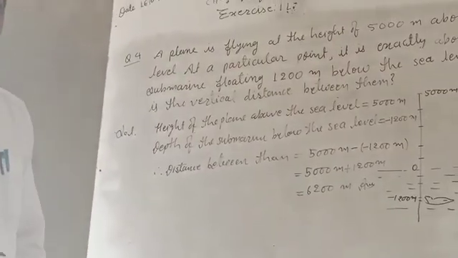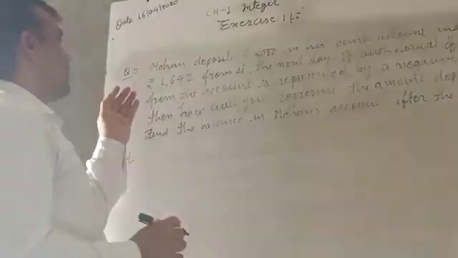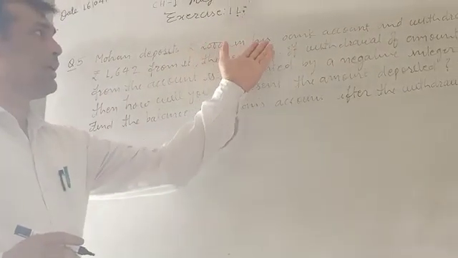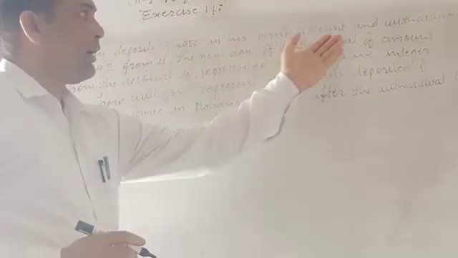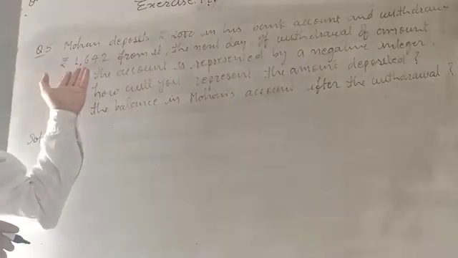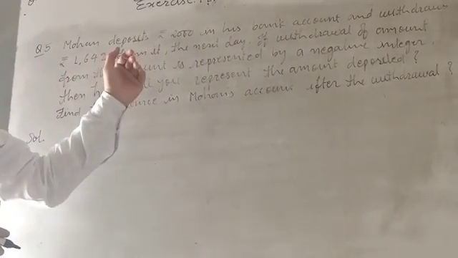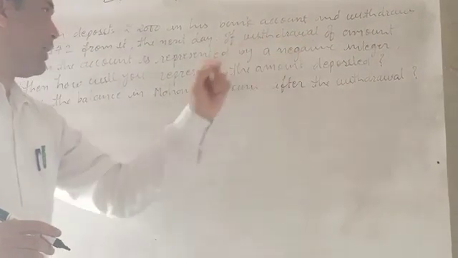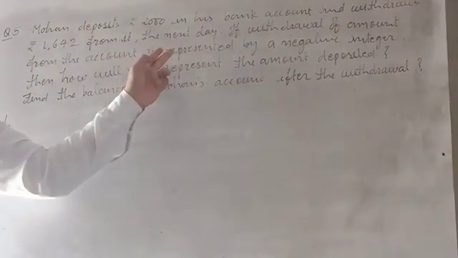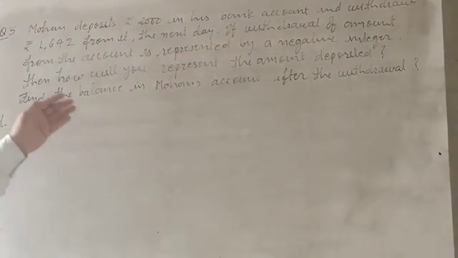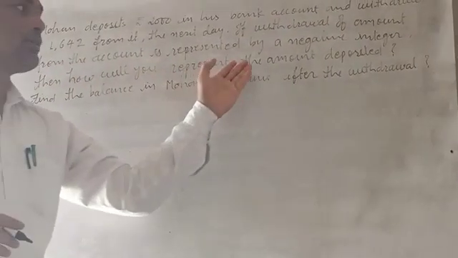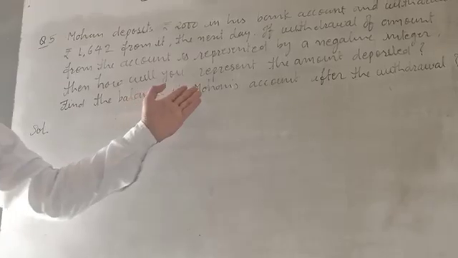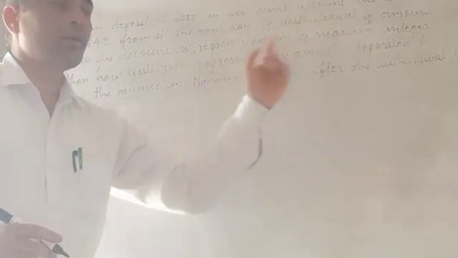Let's see the next question. Question number 5 is: Mohan deposited rupees 2000 in his bank account and withdrew 1642 from it the next day. If withdrawal of amount from the account is represented by a negative integer, then how will you represent the amount deposited? Find the balance in Mohan's account after the withdrawal.